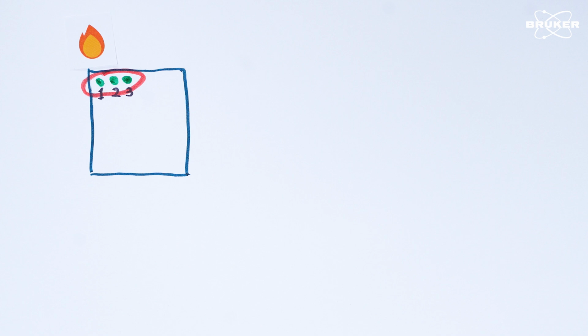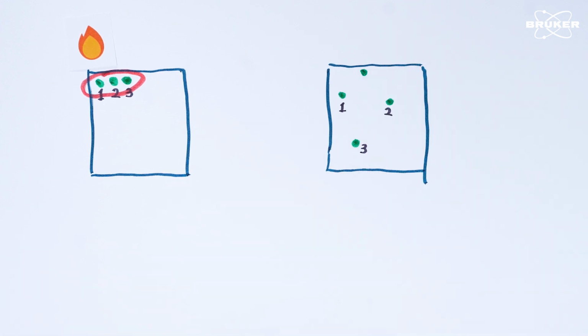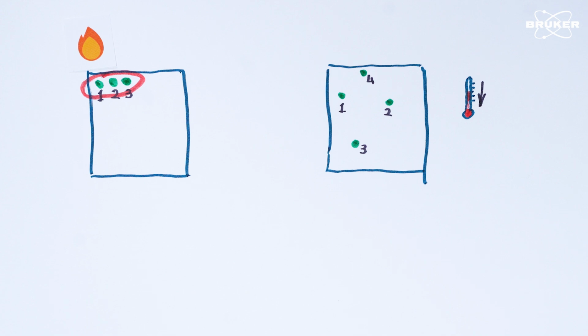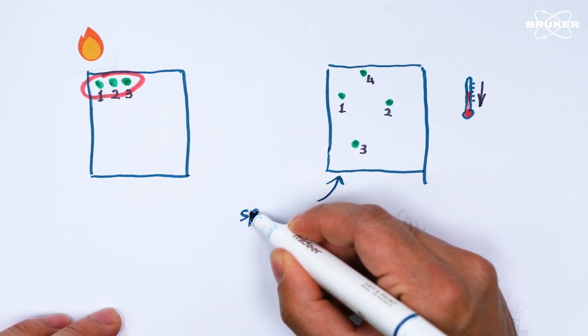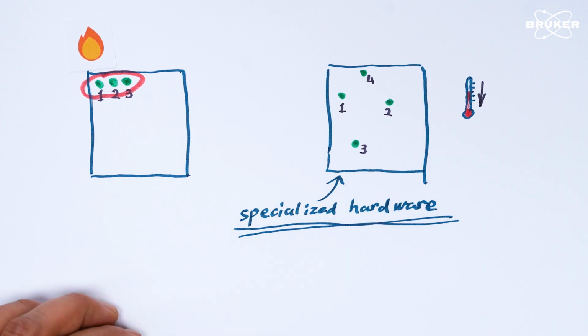There's a clever trick. Instead of scanning points one after another in a straight line, try using a random sequence. This gives the sample time to cool down and prevents overheating in one small area. However, moving among measurement points in random sequence is not very straightforward and needs specialized hardware. Let's cover this in another video later.